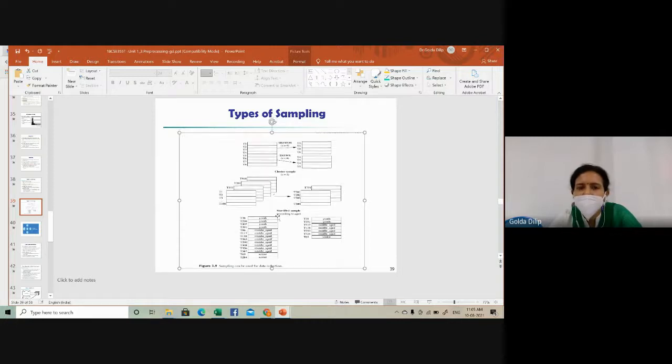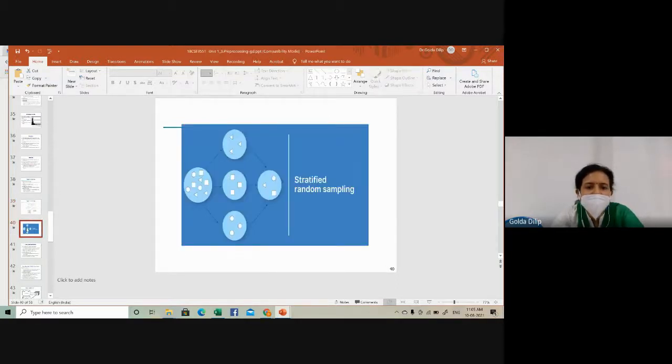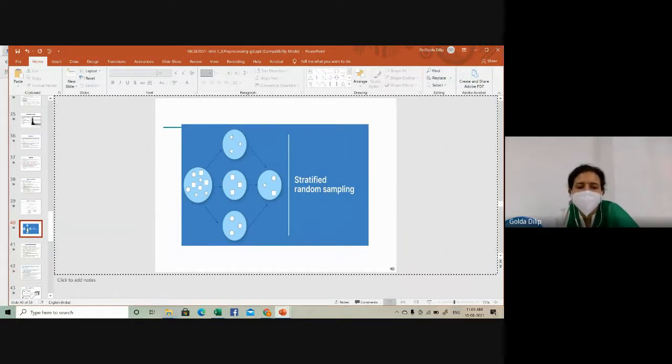In stratified sampling, you divide the entire population into strata, or subsets. The population is divided into homogeneous subpopulations, or strata. It should be collectively exhaustive, in the sense that every element in the population should be assigned to only one of the strata. These are the strata you can see here, and there should not be any overlap among them.